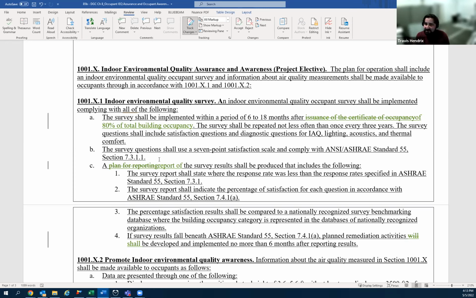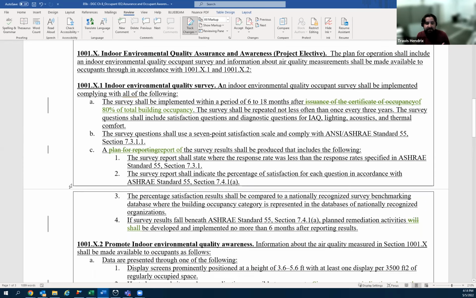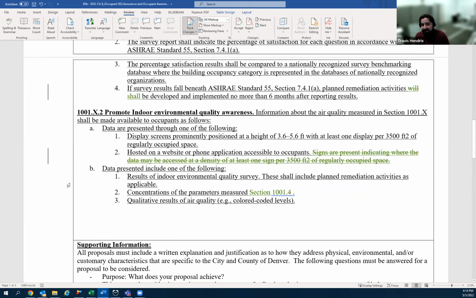So I'm wondering, I don't know if anybody has any solutions there. And then I was also looking at the second section as well. I also like that we're talking about splitting these apart, because I think they're two separate things. I'm not sure about the display screens and the one per 3,500 square feet. Maybe the display screen is just at the building entrance in a common space.